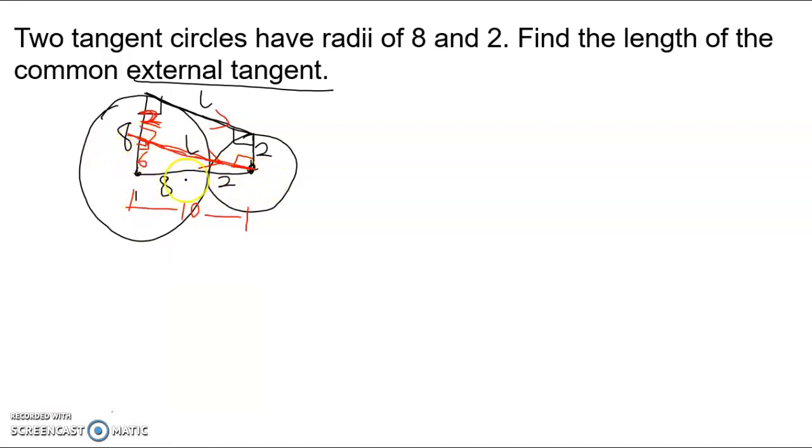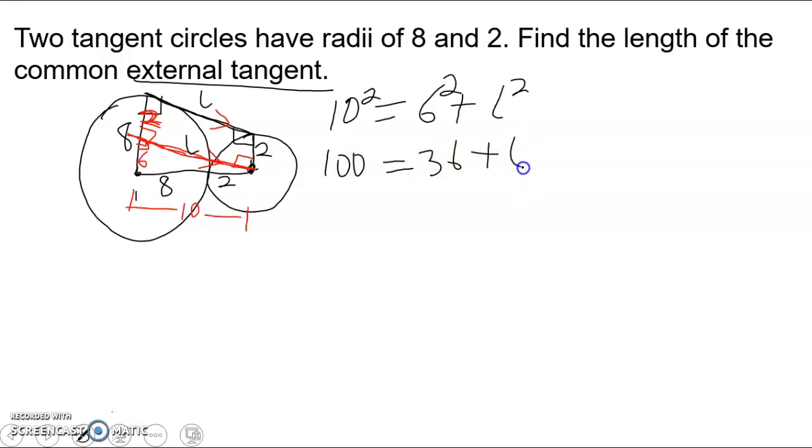So it's a right triangle. We can use the Pythagorean theorem to find it. The side opposite the right angle is 10, so we're going to have 10 squared. And if we remember right away, since the hypotenuse is 10, and the smaller leg is 6, by Pythagorean triple we can tell that this L is going to be 8 actually. But let's just work that out. It's going to be 6 squared plus L squared. So this is 100 equals 36 plus L squared.